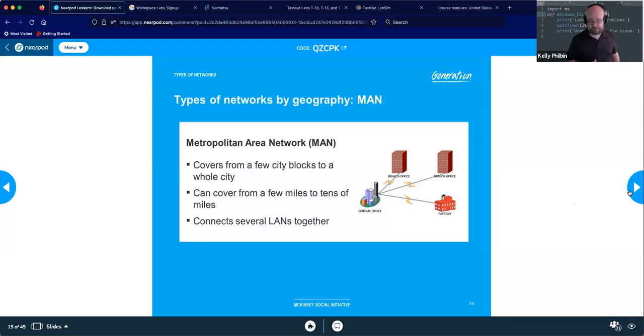Does this make sense? So metropolitan area, metro area network, limits are about the size of a city.